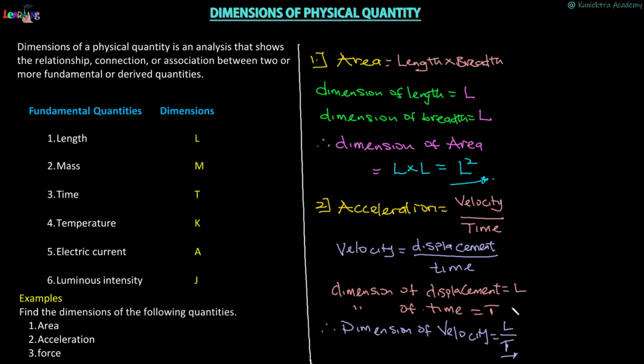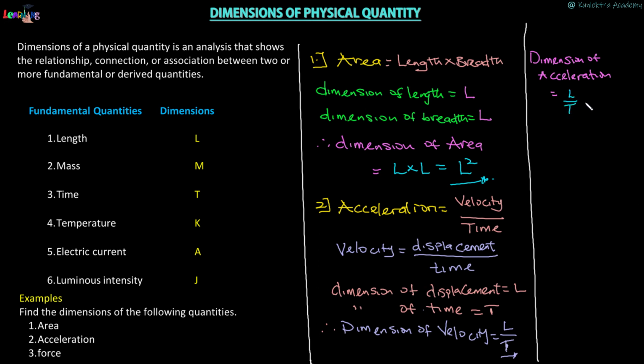Now, having gotten the dimension of velocity to be L over T, let's substitute it into velocity over time. Now the dimension of acceleration will be what? Dimension of velocity over dimension of time. What is the dimension of velocity? That's L over T divided by T, and that will be L over T times 1 over T. Then that will be L times 1, L over T squared. Now the dimension of acceleration is LT minus 2. That's 1.